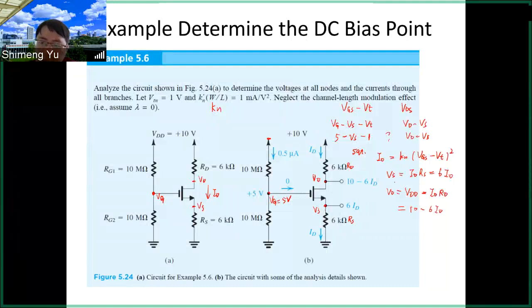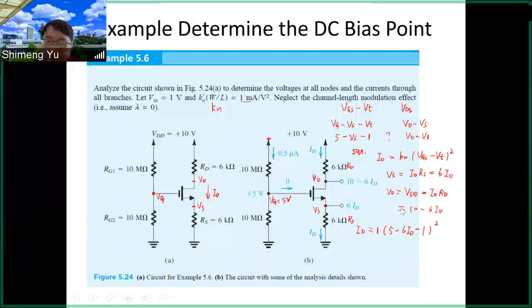You can plug in this Vs and Vd, especially Vs, back into the current equation for the saturation. So you have ID equals Kn, and Kn is 1, times VGS minus VT. Here we have 5 volts, that is Vg, minus Vs, and Vs we represent as 6 ID. And then Vt is 1 volt, given.